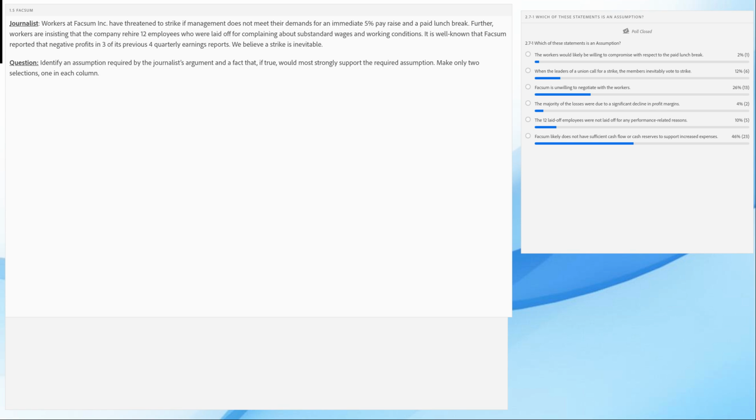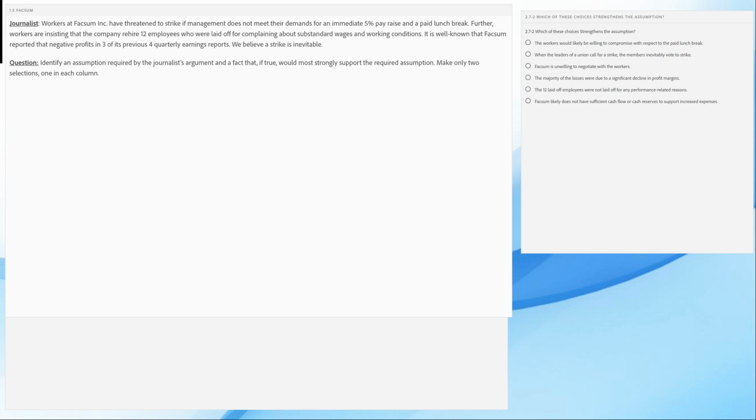Now I'm going to give you another poll here, 27-2 is the other poll. Now, which of these is the strengthener? Remember, the answer choices are the same. You cannot choose the same answer choice that you chose as an assumption. You have to choose an option other than the one you chose as an assumption. You guys have 90 seconds for this. Good luck, guys.